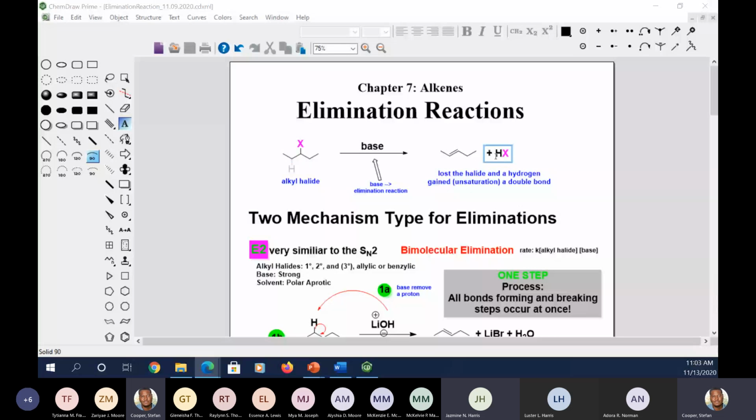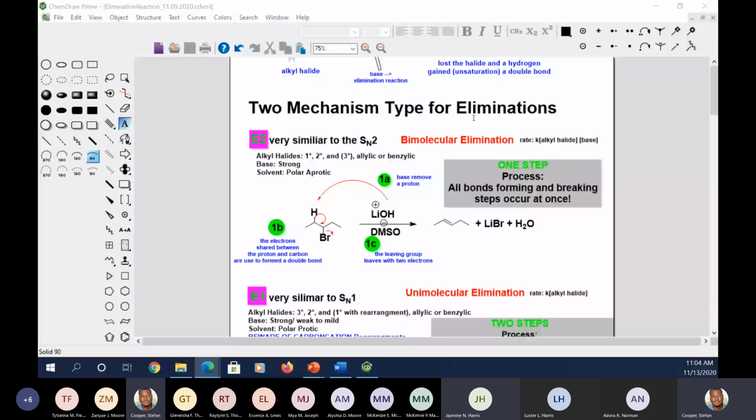All right. So we talked about the fact that there's two types of mechanisms for this. All right, somebody's mic is on. Background noise.